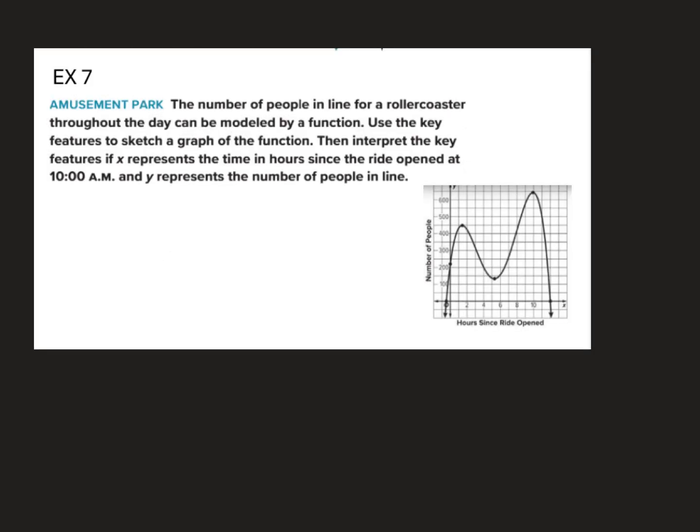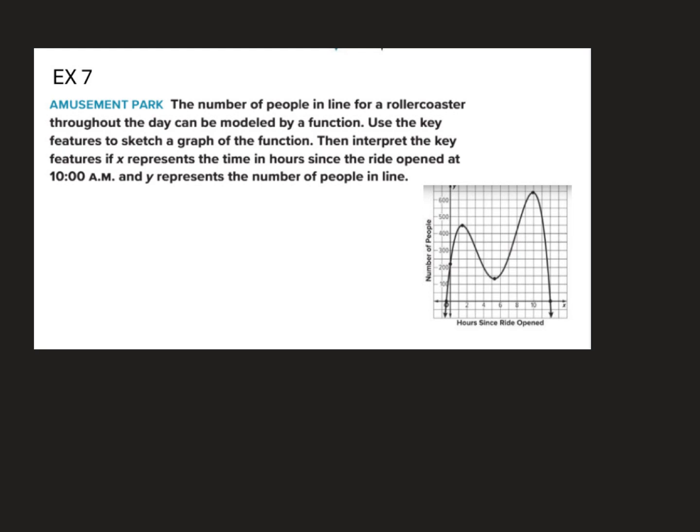And next, the number of people in line for a roller coaster throughout the day can be modeled by a function. Use the key features to sketch a graph of the function. And the graph is already sketched there for you, but let's look at it. It says, then interpret the key features if x represents the time in hours since the ride opened at 10 a.m., and y represents the number of people in line. So I actually gave you the wrong thing. So let's see if we can come up with the key features from this graph. So we're kind of doing it in reverse, but that's okay. So let's look.